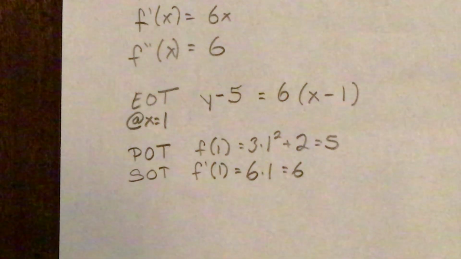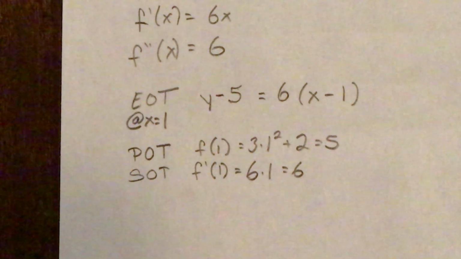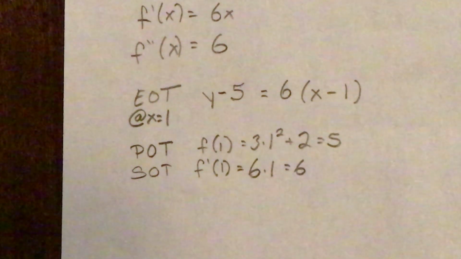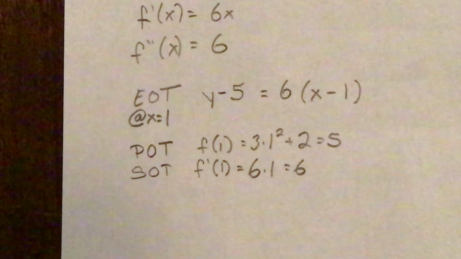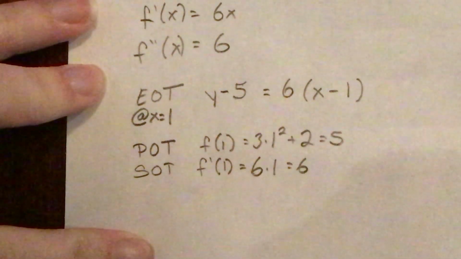You do not want to switch that equation of a tangent line into slope-intercept form. You want to leave it as point-slope form, and here's why. We are about to plug in 1.1 for x. So our first step was to find the equation of the tangent line.